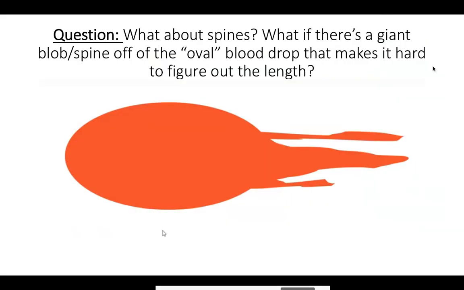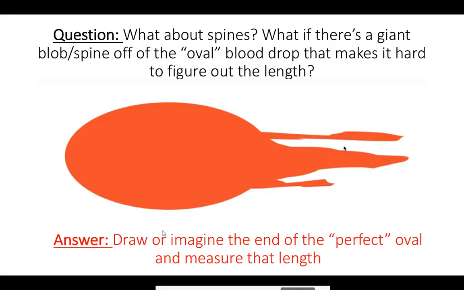Okay, and there's one more thing that I wanted to point out. Sometimes you also have these spines attached to your blood droplet, and you might think, okay, what about those? What do I do? When you have a spine, how do you measure that perfect oval? The answer is you draw or imagine the end of the perfect oval shape, and you use that and measure its length. So I would cut off the tail here and just make that perfect oval shape, and this is what I'm going to be using to calculate my length.